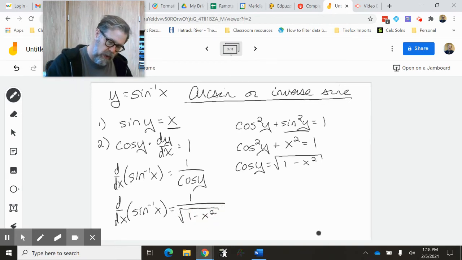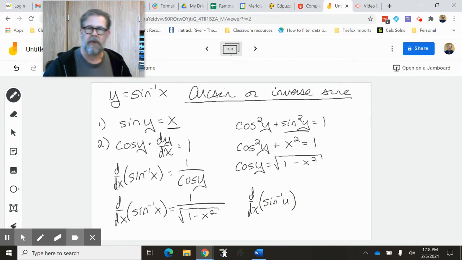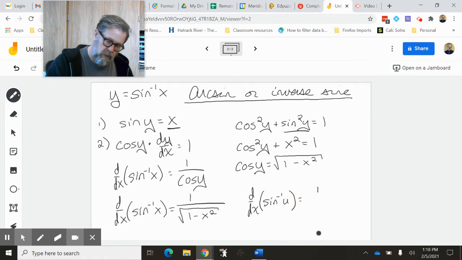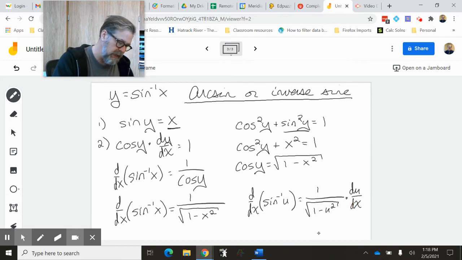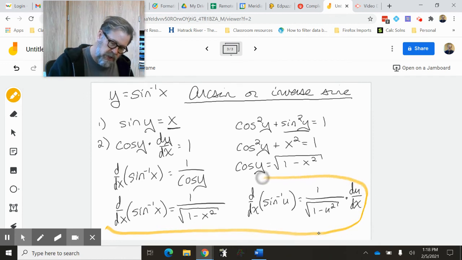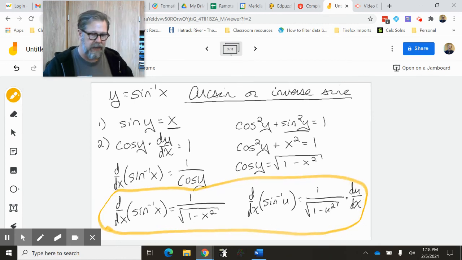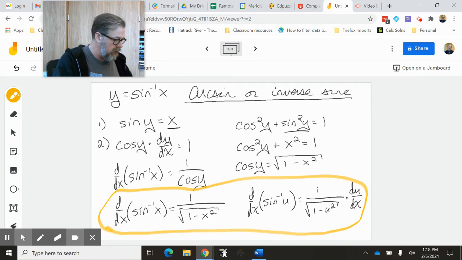So very quickly, let's extend that to the derivative with respect to x of arcsine of some function of x, u. It's going to be equal to 1 over the square root of 1 minus u squared times the derivative of u with respect to x using the chain rule. We're going to highlight both those equations, and then we'll do a quick example, and then we'll be done. This is going to be a quick video. So let's take a look at our example.